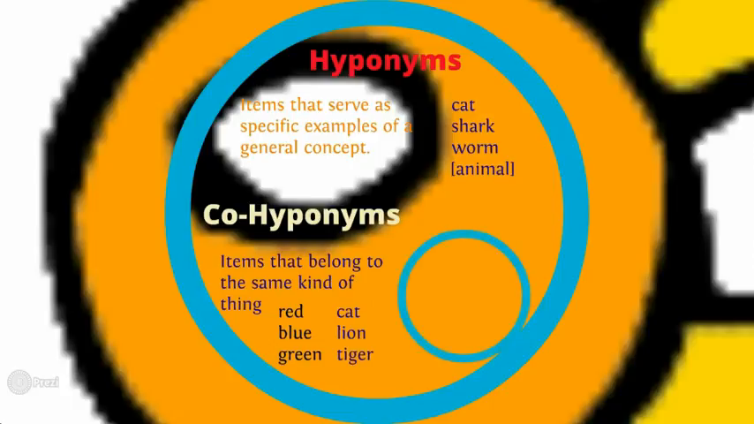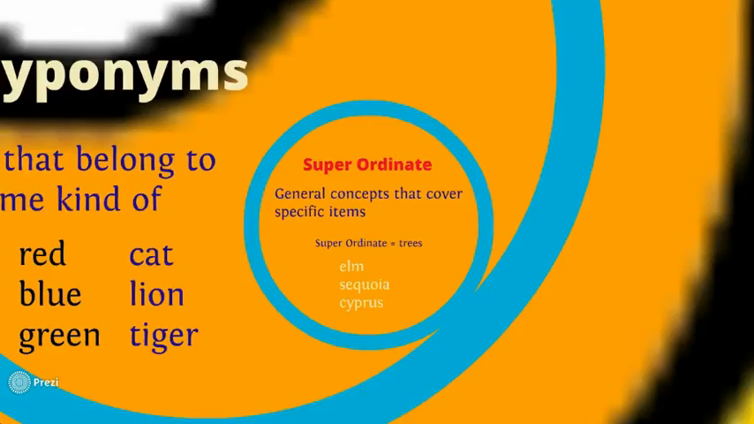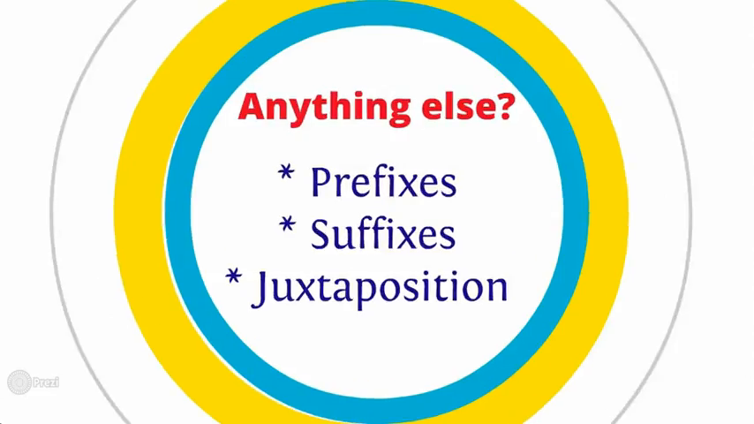The next thing to pay attention to is the superordinates. Superordinates are general concepts that cover specific items. Consider these words: elm, sequoia, and cypress. What do they have in common? All of them belong to the superordinate trees. Anything else that needs to be taught when we are teaching vocabulary?